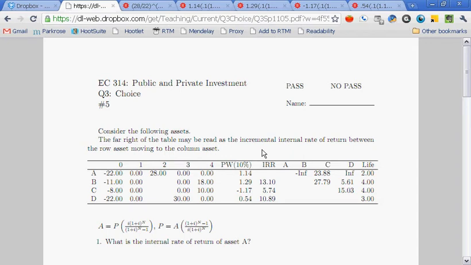Here's another one of those explainers for version 5, spring 2011. Internal rate of return calculation. I think we've done this quite a bit, but all that you're doing is finding the interest rate that makes the present worth equal to 0.